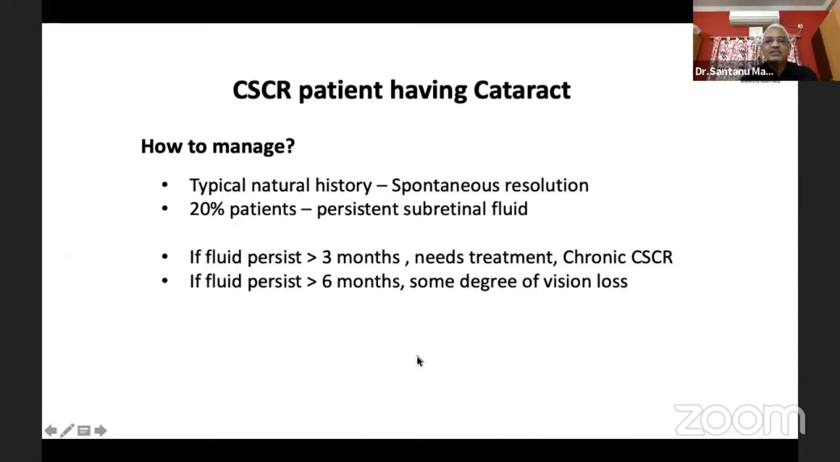How to manage? So typical natural history is spontaneous resolution, but in 20% of patients there is persistent subretinal fluid. And if fluid persists more than 3 months, that needs treatment, and it is termed chronic CSCR. All we know that. And if the fluid persists more than 6 months, some degree of vision loss is inevitable.